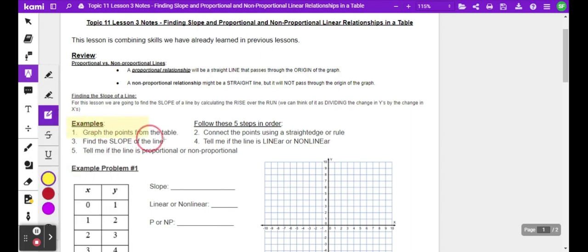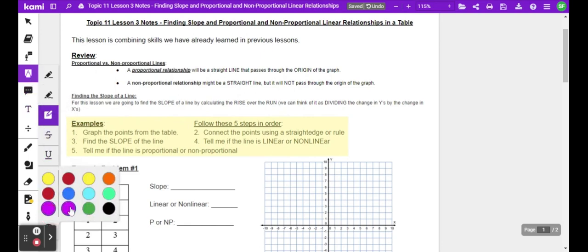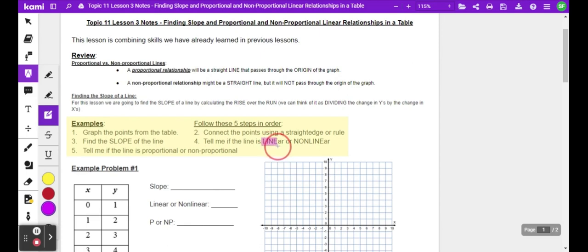I put a list of the 5 steps that you need to follow in order to be successful for this type of problem. The only new thing here is some vocabulary. Over here at number 4, you're going to be expected to tell me if the line is linear or nonlinear. And linear just means that it forms a line, and non-linear would mean that it is a non-line or it is not a line.